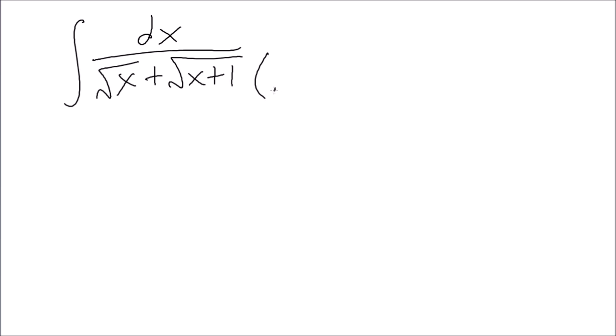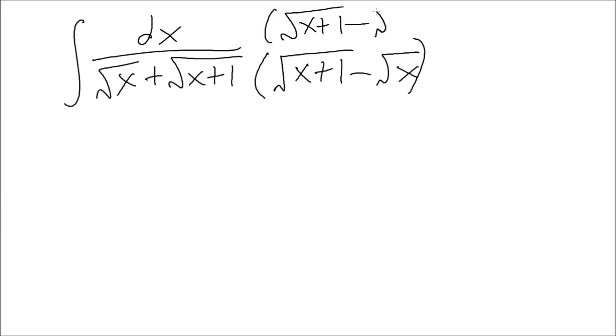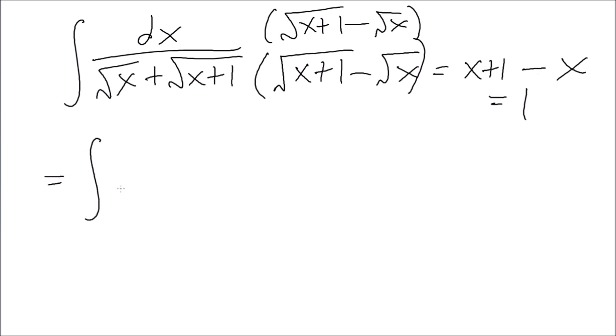Let's put it in terms of x plus 1 minus, in this way, pretty much. Okay, so we'll conjugate that. The reason why I want it in this way is so that now this denominator is x plus 1 minus x, and it will just equal 1. So now this integral is just square root of x plus 1 minus square root of x dx.